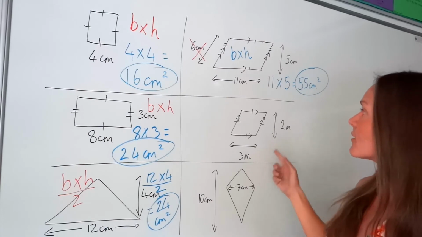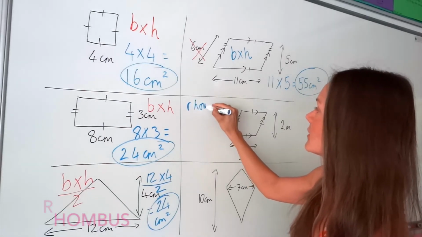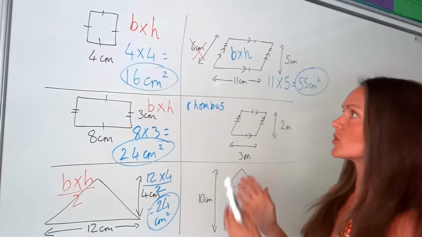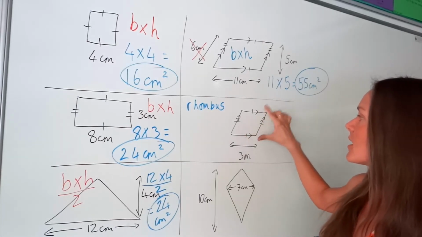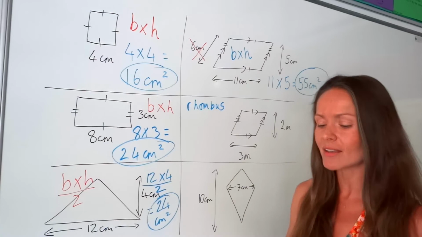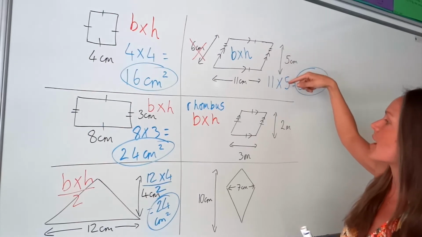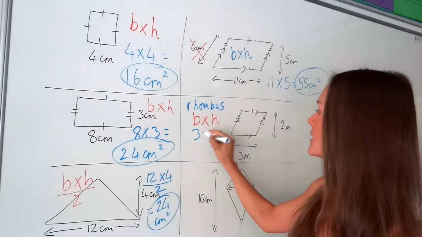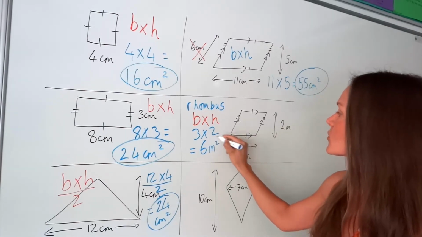Okay, here it's very similar to a parallelogram. It's called a rhombus, if you don't know how to spell that. So here we've got a rhombus. It's just like a square, but slanting to the side. So it's a wonky square. All the sides are the same length, and these two lines are parallel, and so are those two. So the formula is exactly the same. It's just base times height. And remember, it's the perpendicular height, just like when we did this one in the parallelogram. So you're just doing 3 multiplied by 2, which is 6, and this time it's in meters, so it's 6 meters squared.